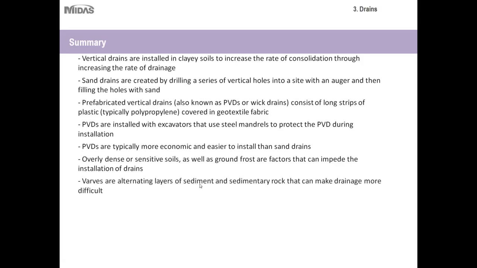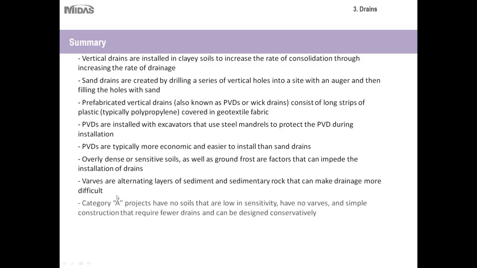Varves are alternating layers of sediment and sedimentary rock that can make drainage more difficult. Category A projects have no soils that are high in sensitivity, they have no varves, and simple construction that requires fewer drains and can be designed conservatively. That's the main benefit of working in Category A projects: they're much easier to design for. The properties involved are very low sensitivity, so the soils are very firm and you don't have to worry about them displacing, and they have no varves, so drainage is much easier.